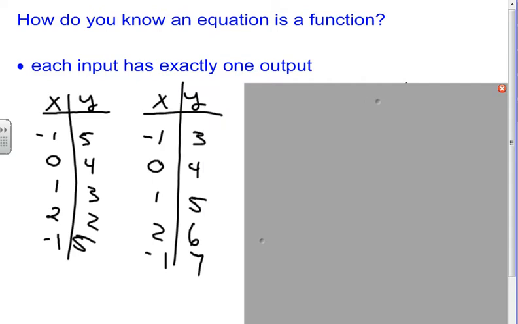Is this a function, yes or no? No. And you know that because? -1. -1 has two different outputs. Good.